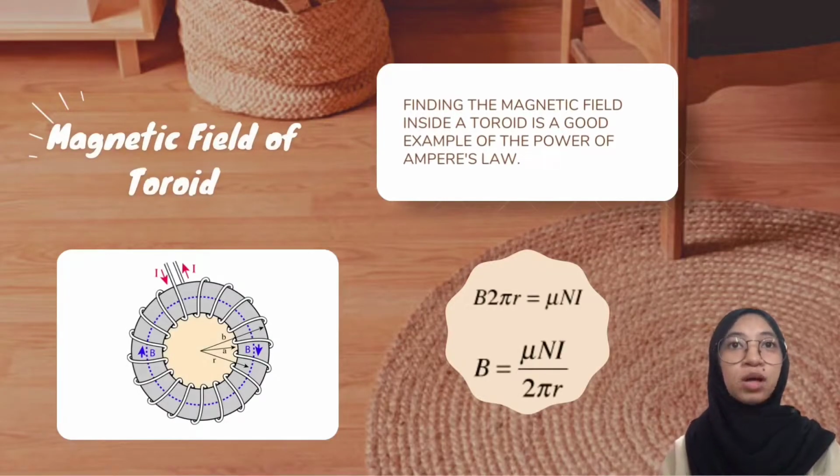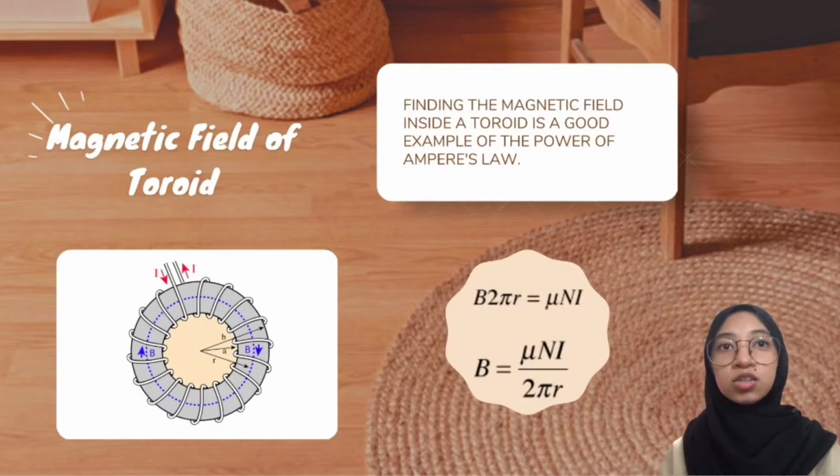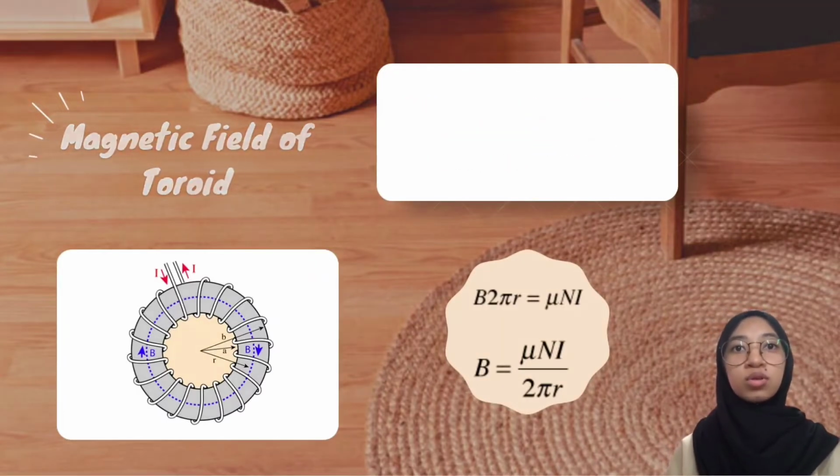Lastly, magnetic field of toroid. Finding the magnetic field inside a toroid is a good example of the power of Ampere's law. The current enclosed by the dashed line is just the number of loops times the current in each loop. Ampere's law then gives the magnetic field by B 2 pi r equals mu n times I, so B equals mu n times I over 2 pi r. The toroid is a useful device used in everything from tape heads to tokamaks.